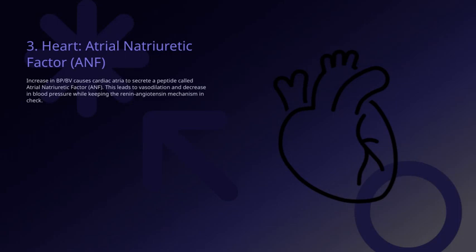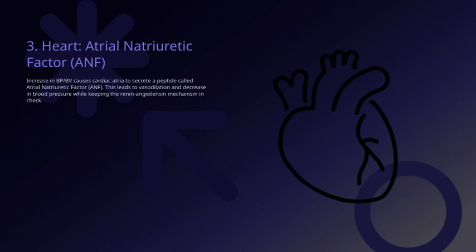When blood pressure or blood volume increases, the cardiac atria respond by releasing a special peptide called atrial natriuretic factor, or ANF for short. This hormone plays a crucial role in helping the body manage blood pressure. It causes the blood vessels to relax or vasodilate, which helps lower the blood pressure. At the same time, it keeps the renin-angiotensin system in check, preventing it from raising blood pressure again. So, in essence, ANF acts as a natural counterbalance to high blood pressure, ensuring the cardiovascular system remains in a healthy, balanced state. This mechanism highlights how the heart isn't just a pump, but also an active regulator of blood pressure through hormonal signals.